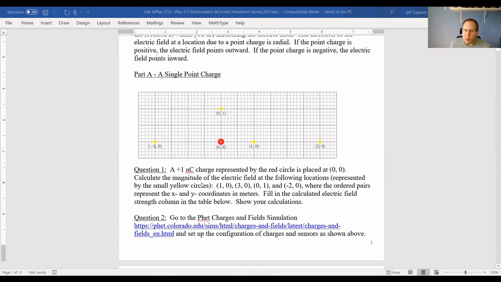All right, then we want to compare to what we would actually measure. And how we're going to do this, we're going to do it using a simulation. Right, so let me show you how the simulation works. We're going to set up this configuration. In this case, it's just one point charge, but 4 locations at which we want to measure the electric field. And I'll show you how to read all these values from the simulation. So let me go to the simulation.